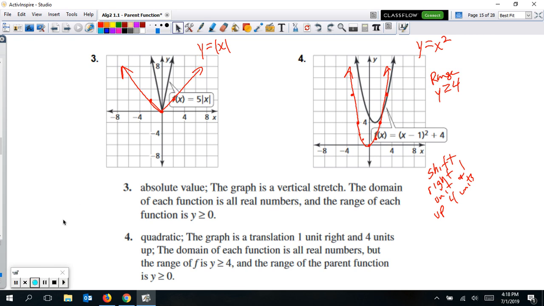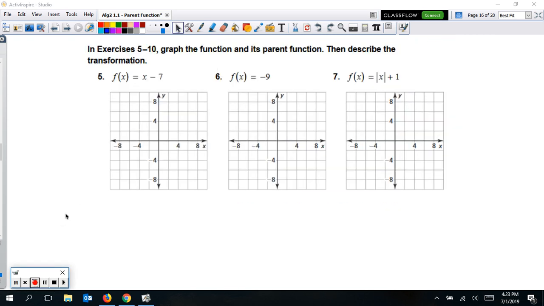All right, let's move on to number 5. Okay, so from 5 to 10, it says graph the function and its parent function. So we want to put both on here and describe the transformation.